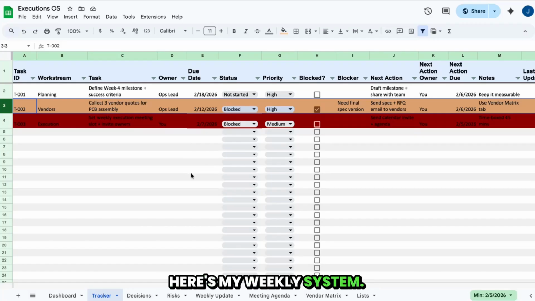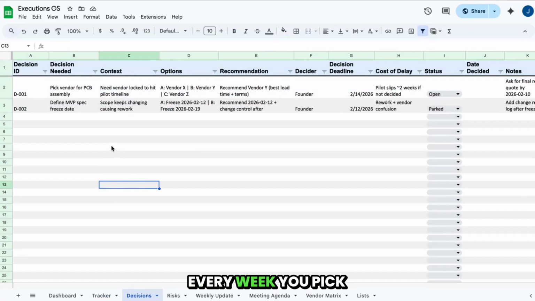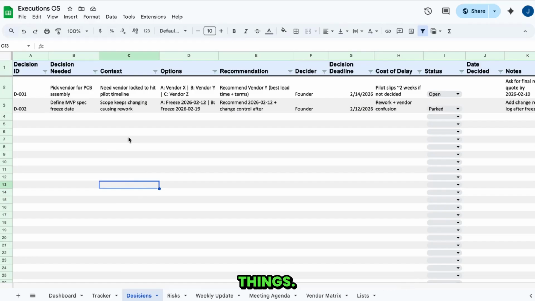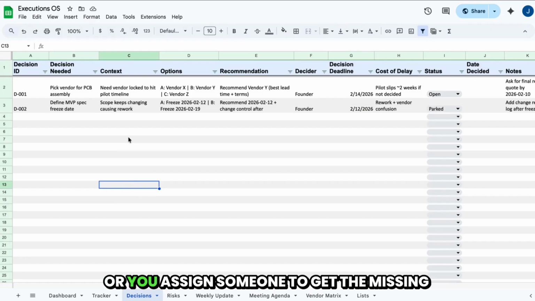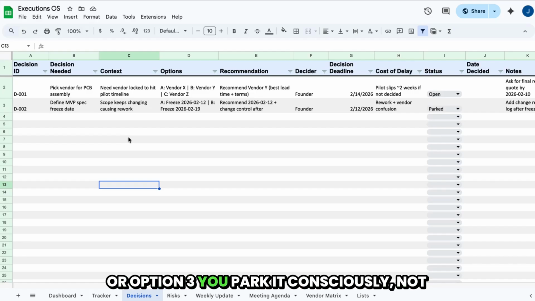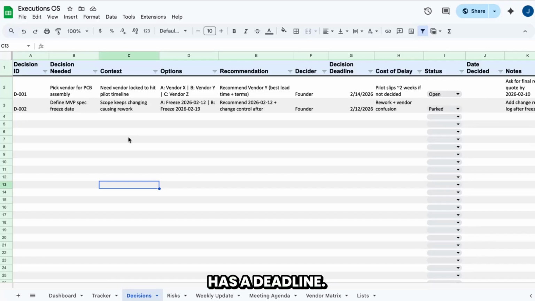Here's my weekly system. Every week, you pick the top 3 decisions to be made. For each decision, you do one of 3 things. You decide, or you assign someone to get the missing information and set a deadline, or option 3, you park it consciously, not accidentally. And the only rule is every open decision has a deadline.